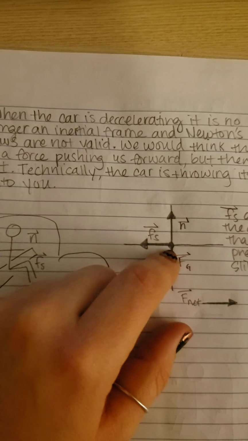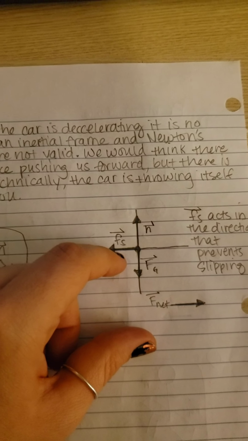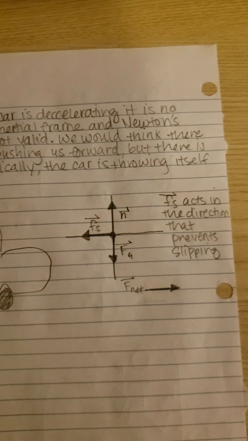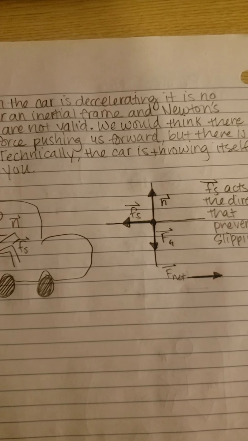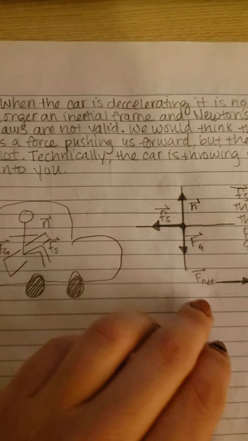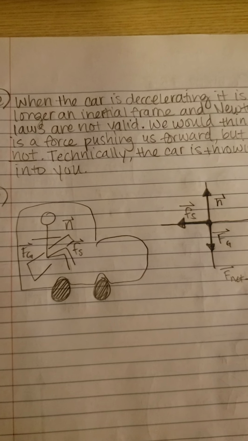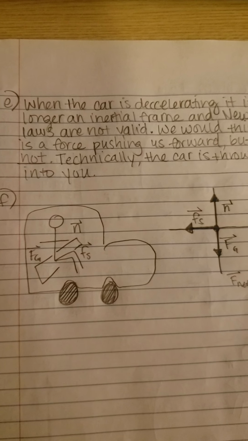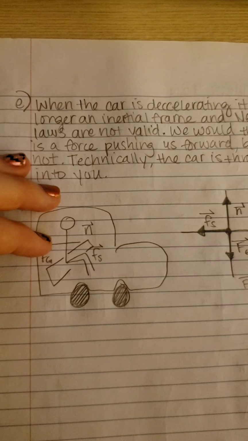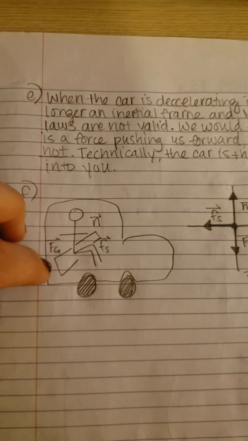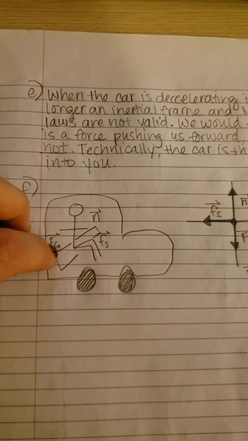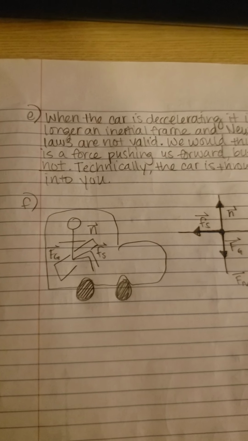So this static force is going to be pointing left on our free body diagram because it acts in the direction that prevents slipping, and our net force is still going to be going forwards because it's in the direction of our acceleration. We are accelerating now because the static force makes us decelerate.